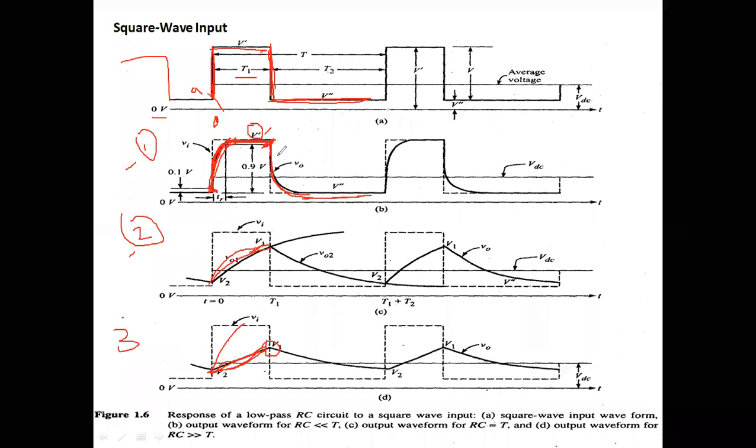If the time constant is very small, it quickly reaches V double dash. If the time constant is large, then it takes more time to reach V double dash. In this case also, the time constant is very large. Therefore, it takes more time to reach it. It won't reach V double dash.